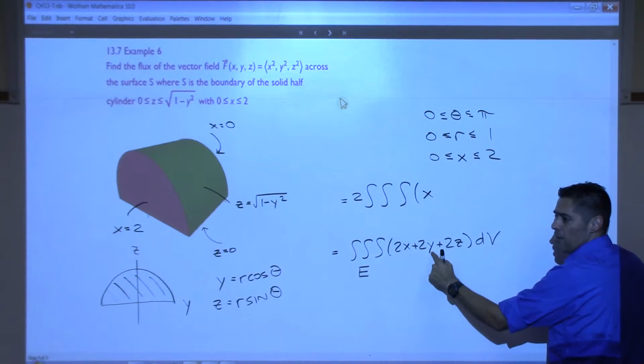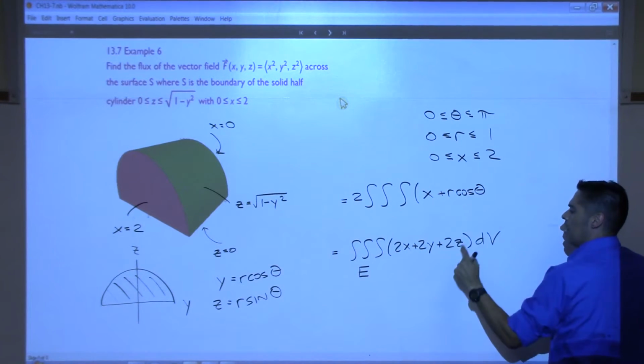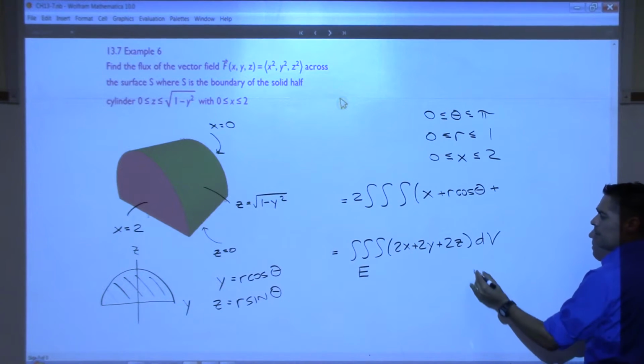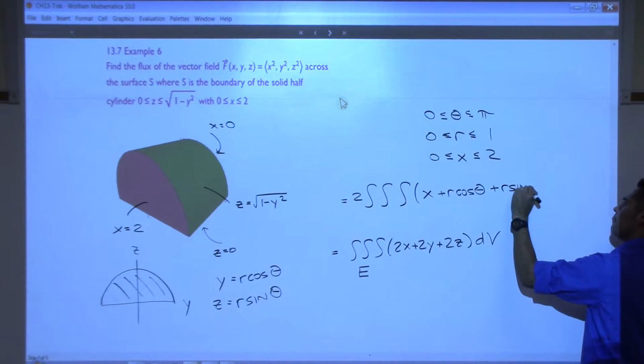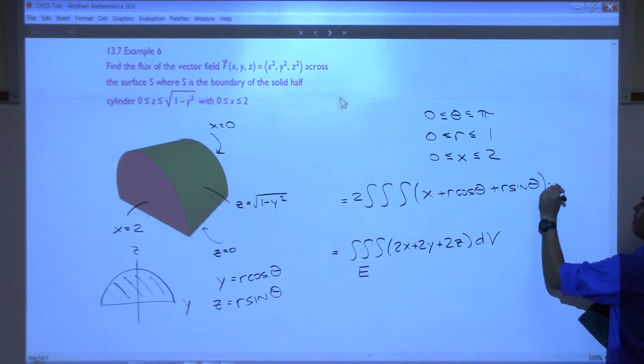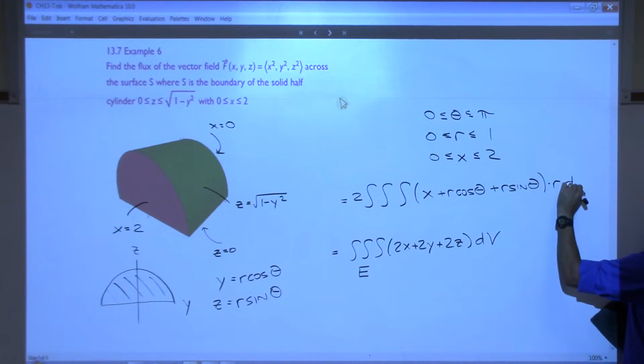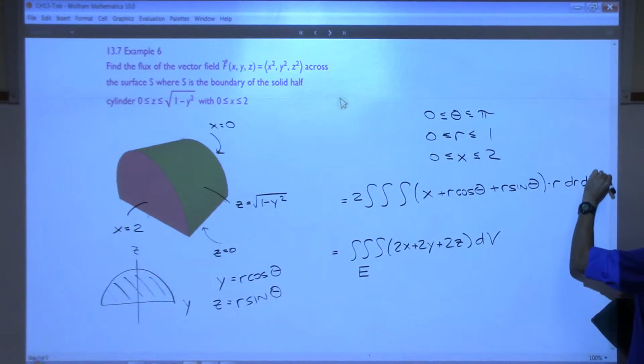The y by itself, what was y? r cosine theta. And then plus, what was z? r sine theta. All times r, because we did do a conversion, right? Cylindrical is polar, so I have to put an r. And then I have d theta, dr, dx. I can go in any order I want. I'm just going to go dr, d theta, dx.